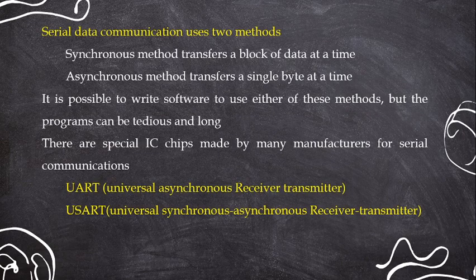So, what is meant by serial communication? Serial communication fundamentally means the data is being transmitted one byte at a time, or a block of data is being transmitted from the transmitter to the receiver. So, depending upon whether a block of data or a single byte of data is transmitted, serial data communication is of two types or methods. One is the synchronous method, the other one is the asynchronous method.